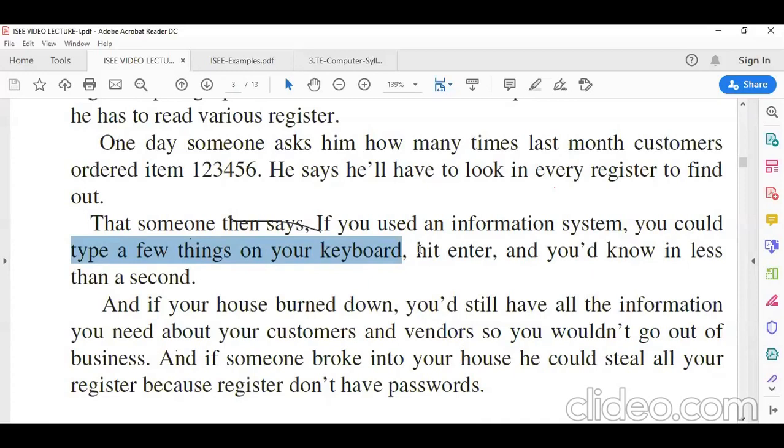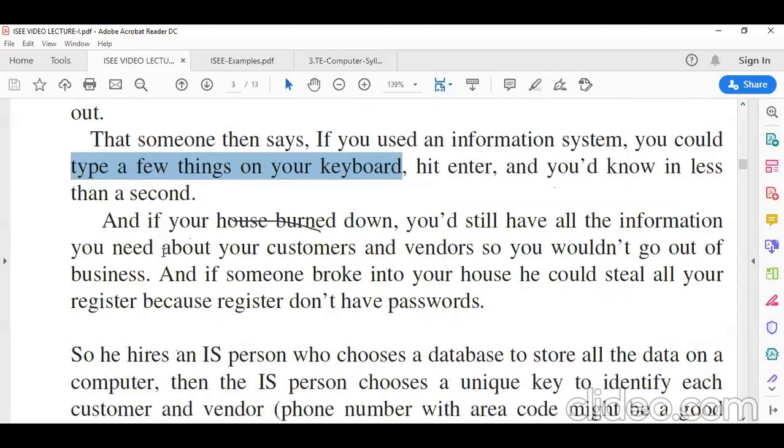Yes. Instead of putting the information in the register, if you put your information on the computer system, by using the keyboard and the search button, you can search whatever information you want, and you can get the record in less than a second. Below I have also mentioned the threats of the traditional information system. Like if your house or the company gets burned, you will still have all the information you need.